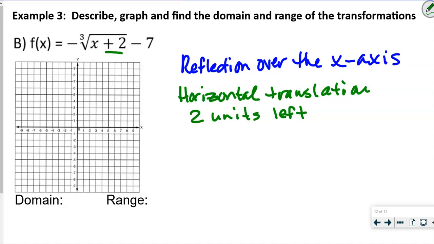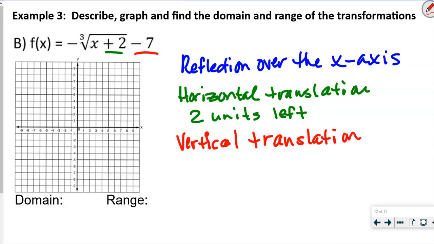All right, so what about this last one right here, this -7? So that's going to be a vertical translation. What? 7 units, how? Down. Yep. So here again, now this is a cube root. Y'all notice that? So I wasn't even worried about whether it was a cube root or square root to talk about these transformations, right? Because they're the same for whether it's a square root or a cube root.